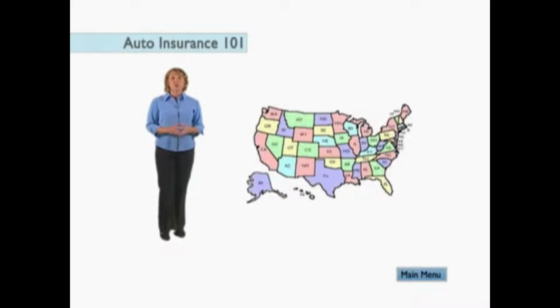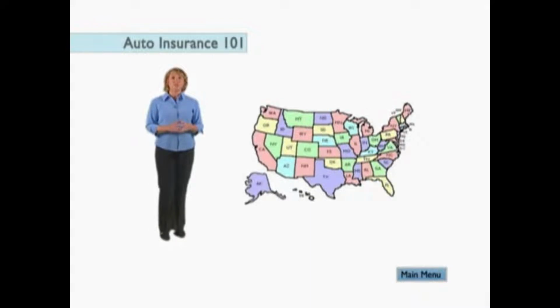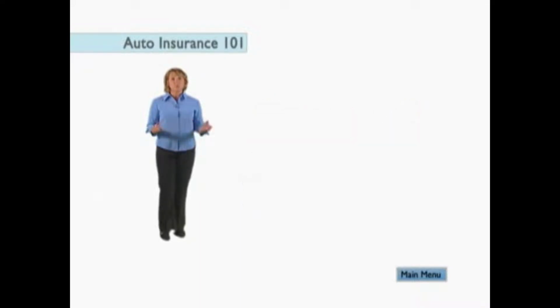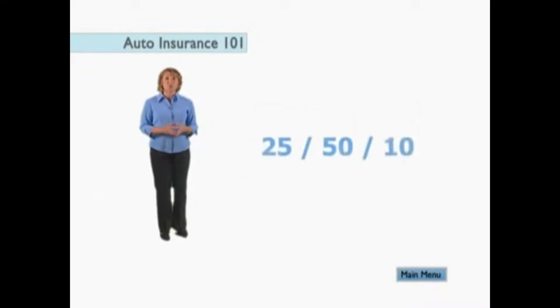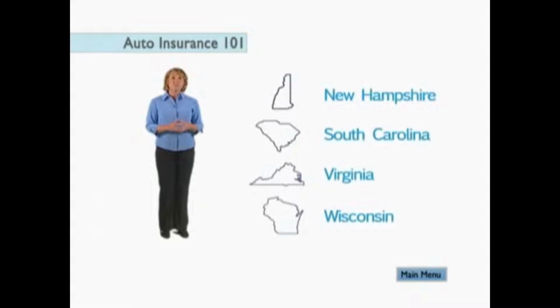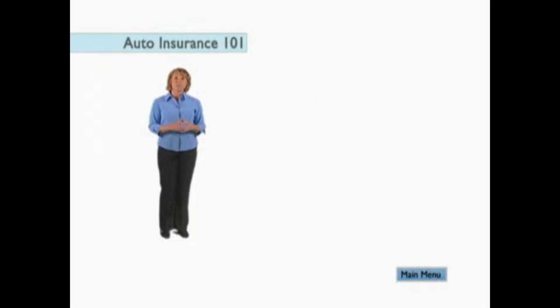Some states require you to prove you have insurance before registering a motor vehicle, and other states use the honor system, where you only have to provide proof if you have an accident or violation. A typical state-required minimum coverage is 25-50-10, and I'll provide an example shortly to explain what that means. There are 4 states that do not require drivers to carry any liability coverage. Just because it's not required by law doesn't mean you don't need it.